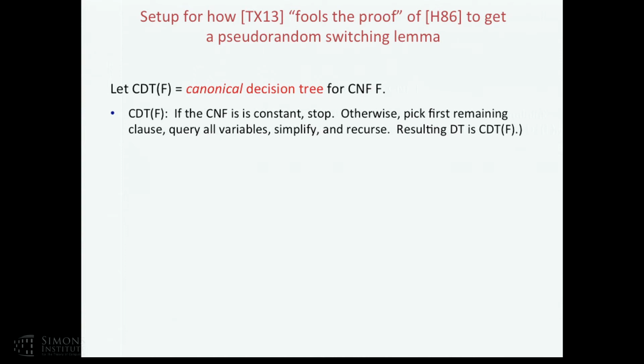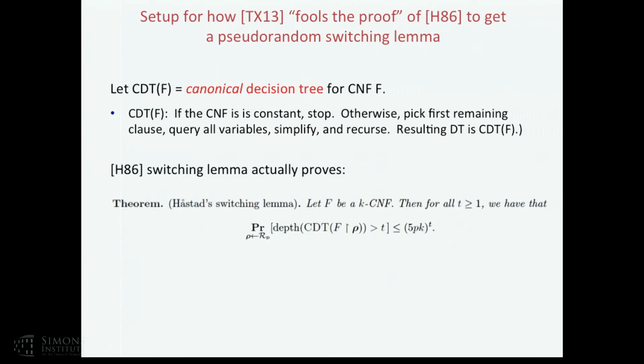At each of these leaves, go on and build the decision tree for the remaining sub-CNF that's induced by the restriction so far. Okay, so a very simple, standard way of cooking up a decision tree for a CNF. It's the first thing you'd think of if I gave you a CNF and said, write this as a decision tree.